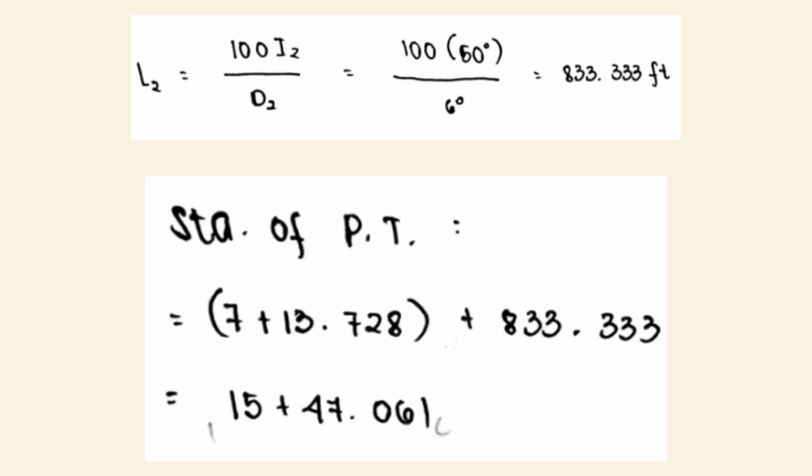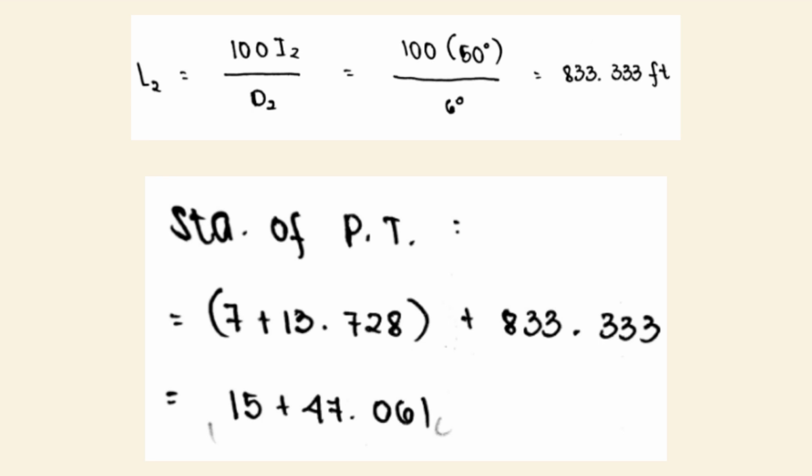So the stationing of PRC would now be equal to 7 and 13.728. Next, our L sub 2 using the same formulas and substituting the given values, it would now be equal to 833.333 feet. So solving for the stationing of the PT, it is equal to the stationing of PRC plus the value of L sub 2.